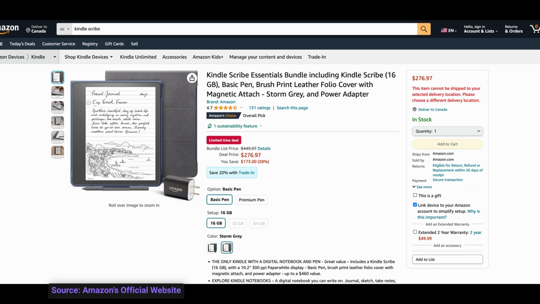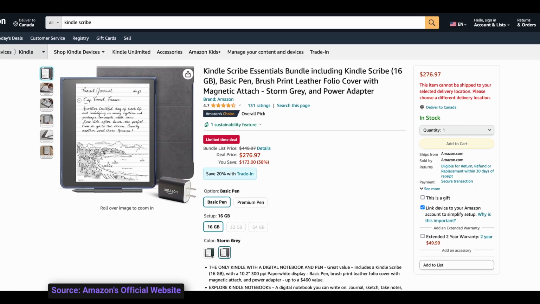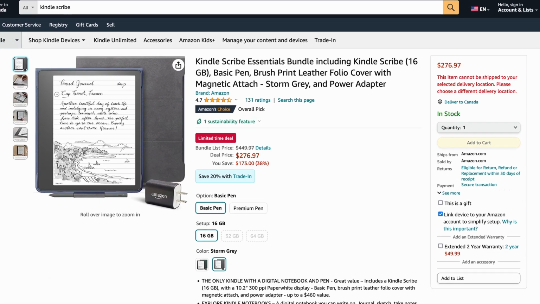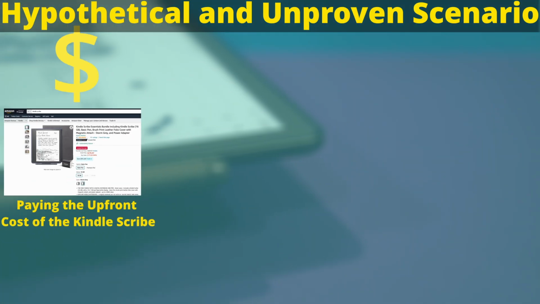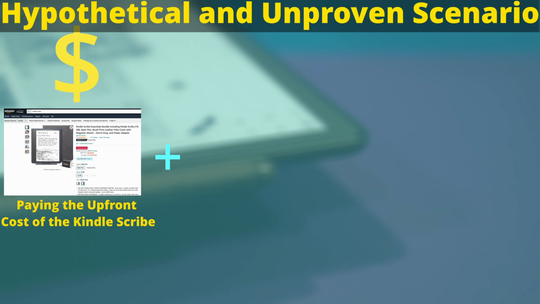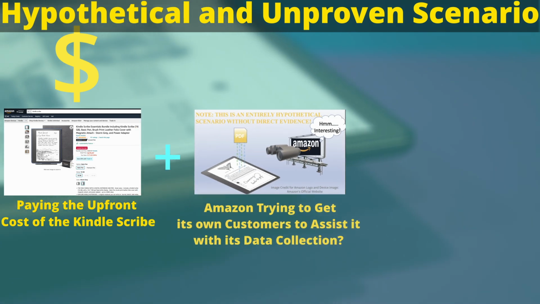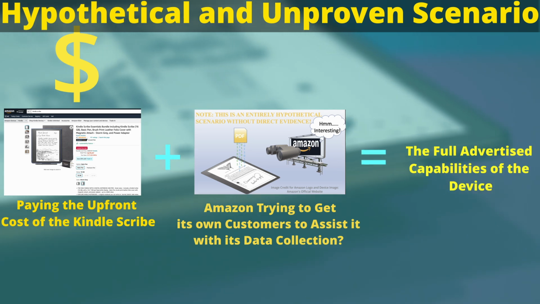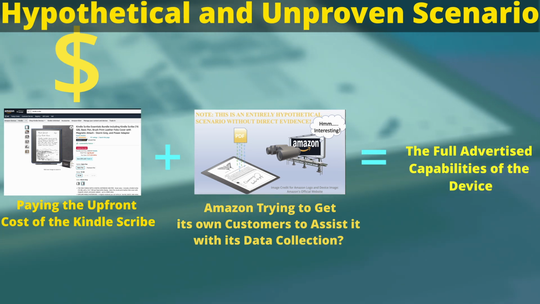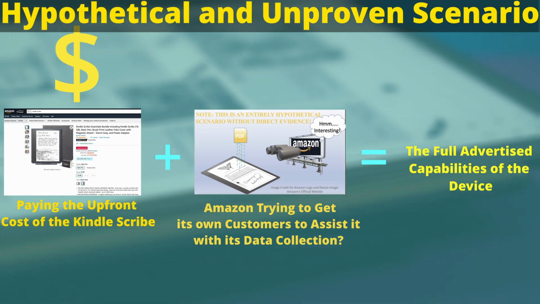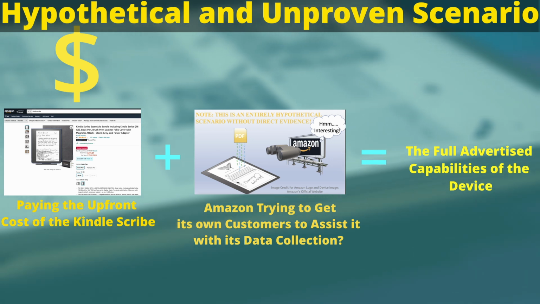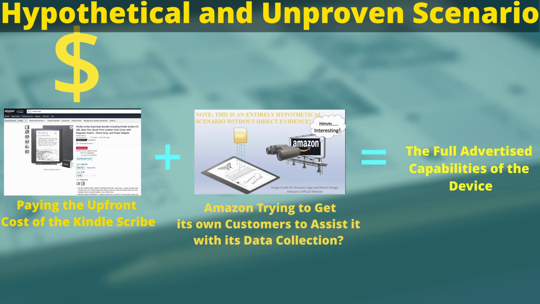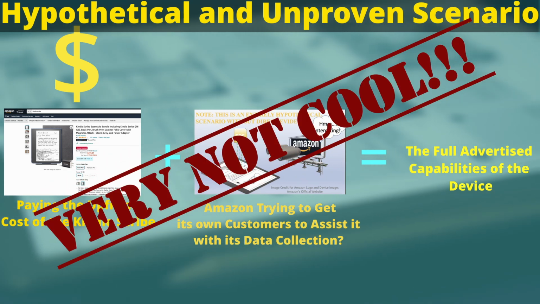If that is the case, then, in essence, not only do you have to pay upfront to purchase the Scribe, but Amazon could potentially be getting their own customers to actively contribute to Amazon's data collection infrastructure, just to use the full advertised capabilities of the device. If I'm right, and if this is what's going on, this is, in my humble opinion, very not cool.